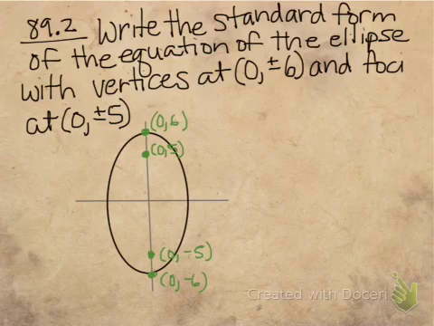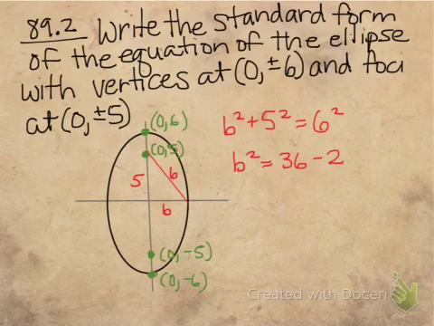So in this one, what we need to figure out is B. We know that A is the length of the string, which is also equal to the length from the center out to the vertex. And we know that the distance to the focus is 5, so we need to figure out B here. So B squared plus 5 squared equals 6 squared. So B squared is 36 minus 25. So B is the square root of 11.